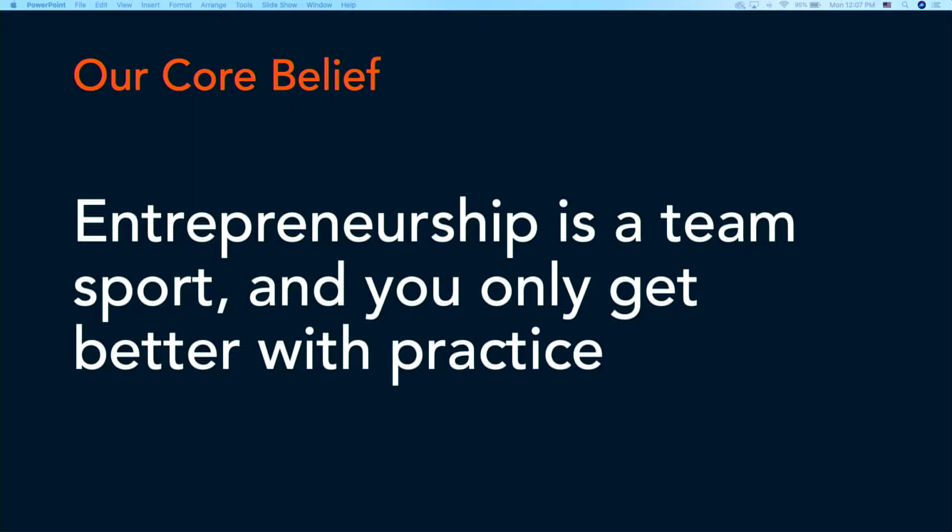So our core belief in the Startup Studio is as follows. Entrepreneurship is a team sport and you only get better with practice. And that's really two core beliefs wrapped up into one. The first one is that entrepreneurship is a team sport. And that's something that we emphasize throughout the program, that focus on collaboration. From a very early stage, finding people that you can work with and working as a team towards creating your startup. There's numerous benefits to taking this approach. Obviously, people coming from different backgrounds, perspectives, different specialties, academically or professionally, all contribute to the creativity and innovation that is necessary for the startup.